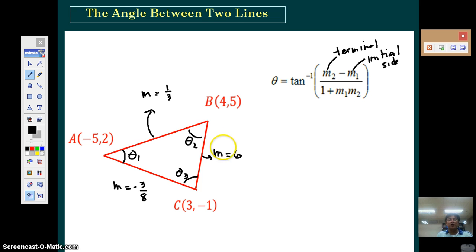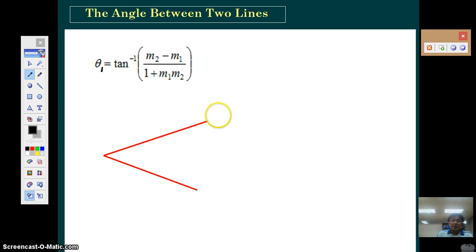Let's do it one by one, starting with angle 1, of course. Theta 1. Okay, now this is 1/3. This is negative 3 over 8. And of course, this is the angle. Remember that to trace the angle, we always move in the counterclockwise direction. So we have to start here, this side going to that side, counterclockwise. So this slope, negative 3 over 8, should be your m1.